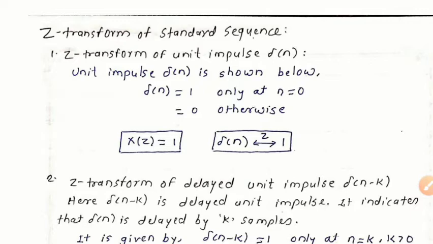Today's session is going to be a very important one. Please remember there are 6 to 7 types of standard sequences and their Z transforms to solve any problem on the Z transform. So let's discuss it.